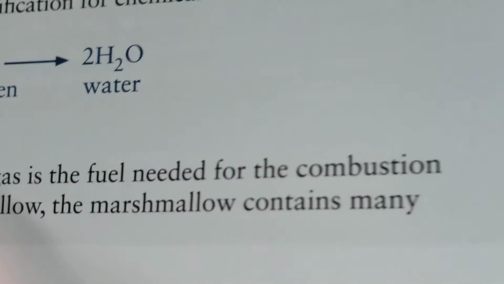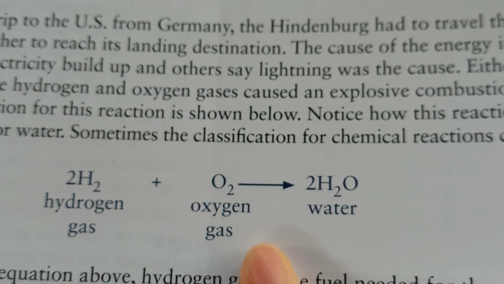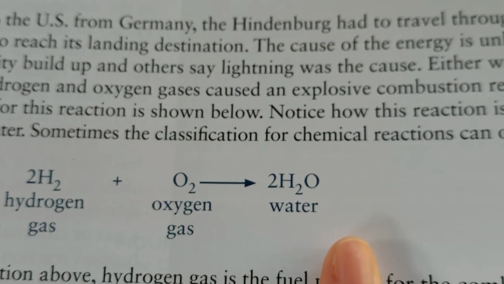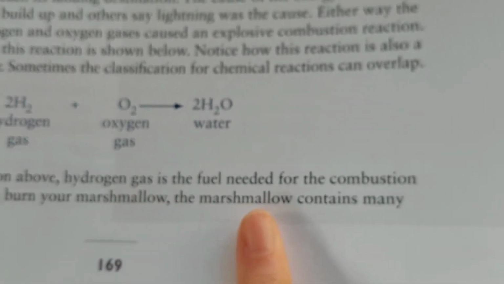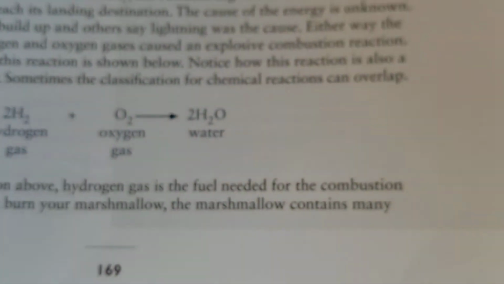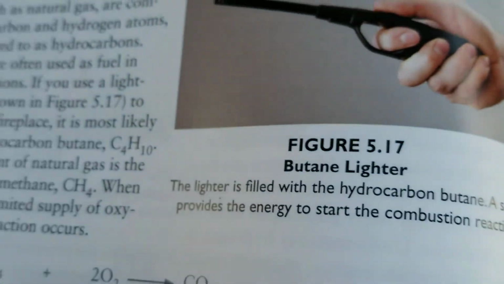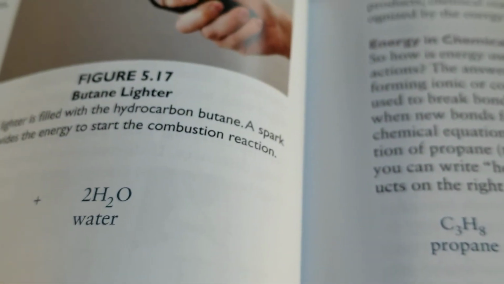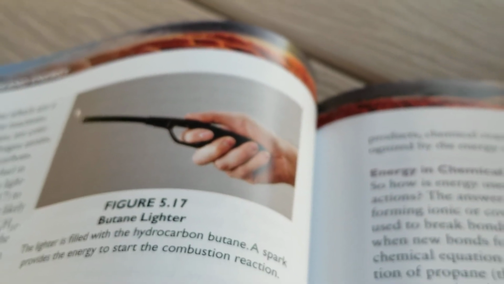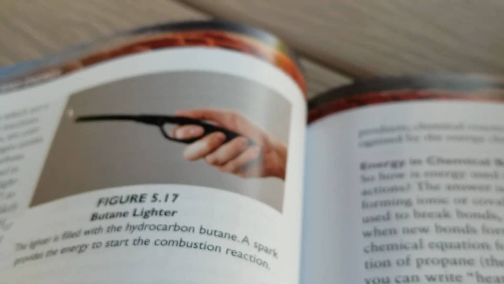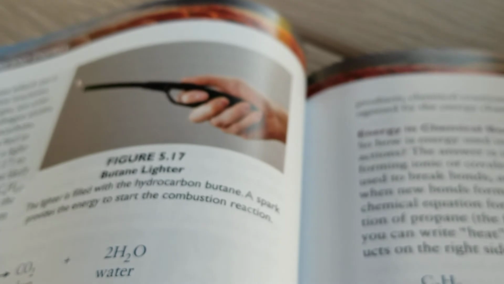So here is what happened in chemicals. In the formula here, we had hydrogen plus the oxygen. We get the water. It says hydrogen gas is the fuel needed for the combustion reaction to occur. When you burn your marshmallow, it contains many carbon and hydrogen atoms, which are common fuel for combustion reactions. Fossil fuels such as natural gas are composed of only carbon and hydrogen atoms, so are referred to as hydrocarbons. Hydrocarbons are often used as fuel in combustion reactions.